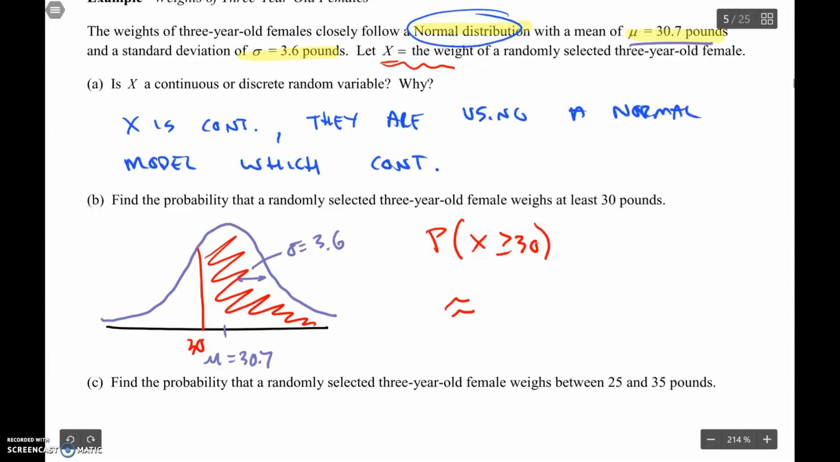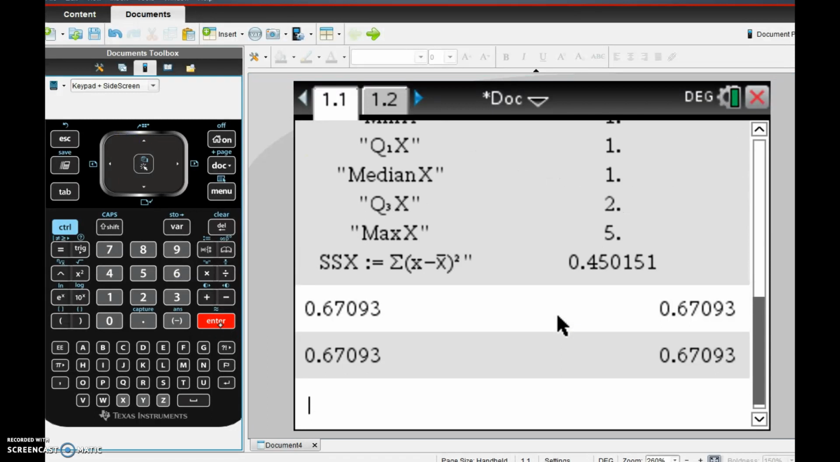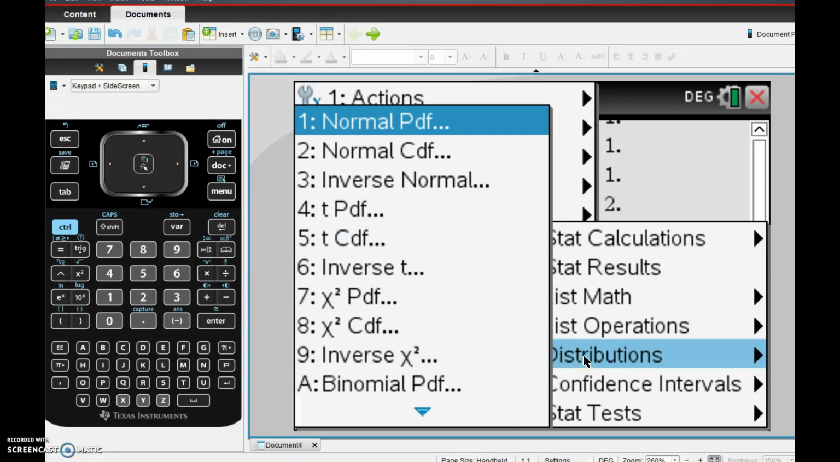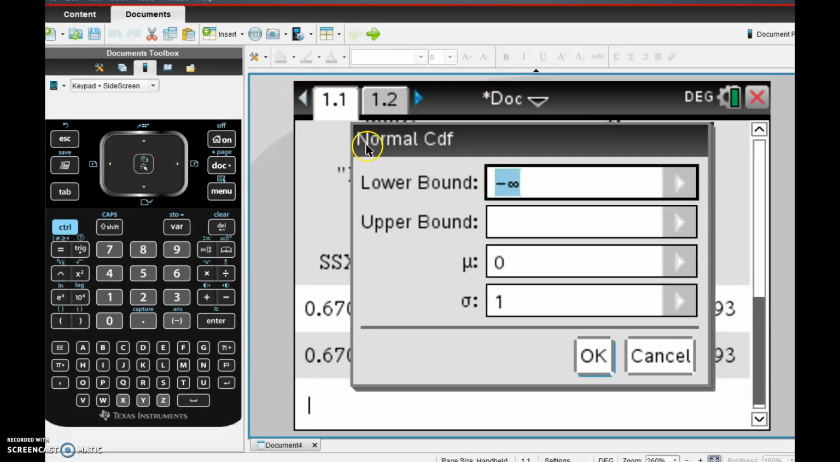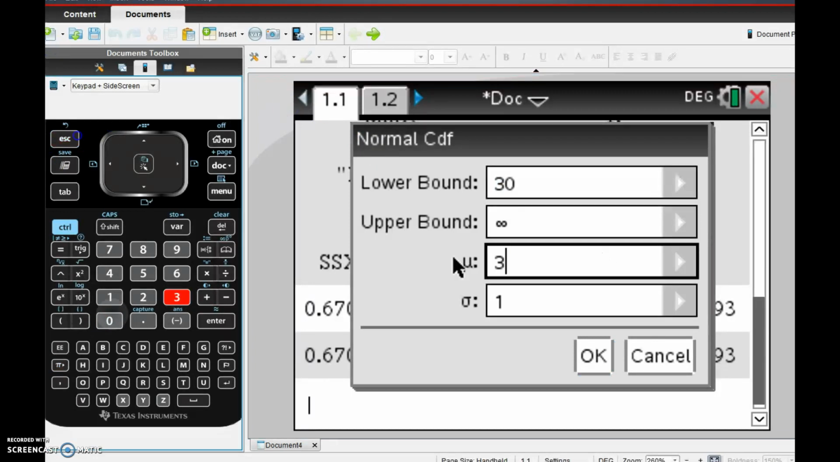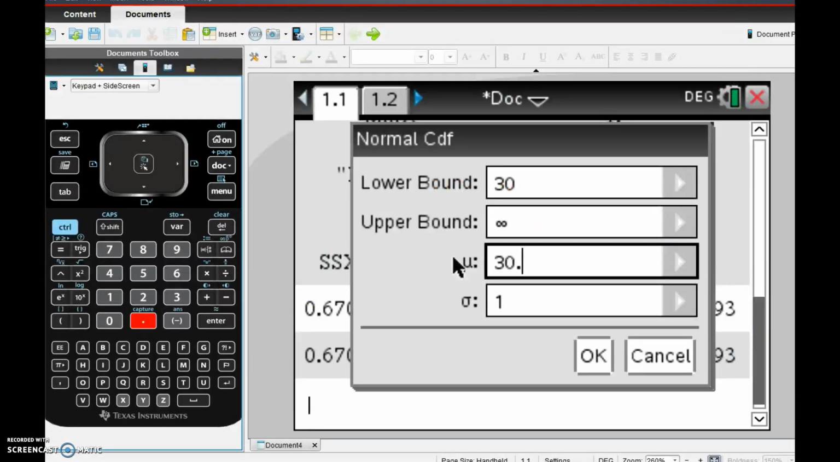Now we use our calculator, use a shortcut, make it easy on yourself. Menu, statistics, distributions. Just to review, normal PDF you don't ever use. Normal CDF you use if you have the cutoffs and you want the area. Inverse normal you use if you have the area and you want the cutoffs. 30 to infinity, 30.7 and 3.6.